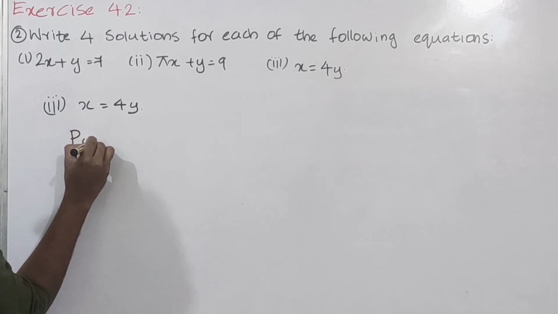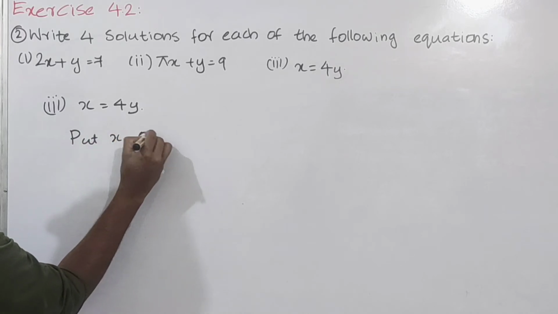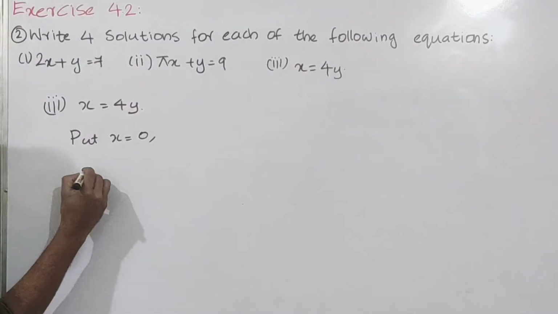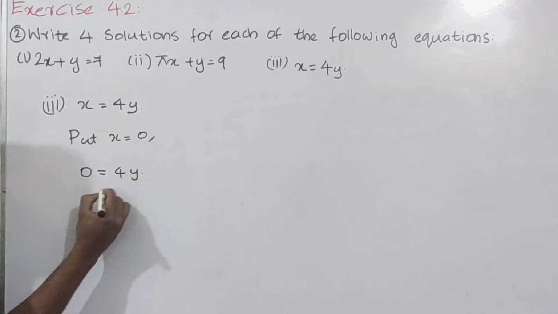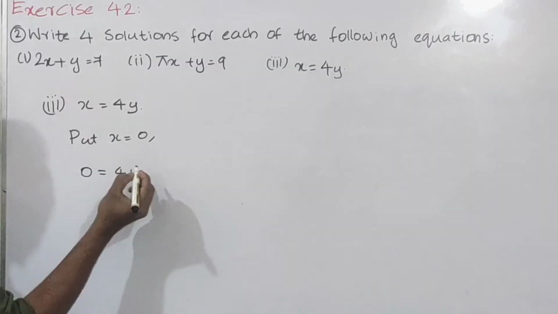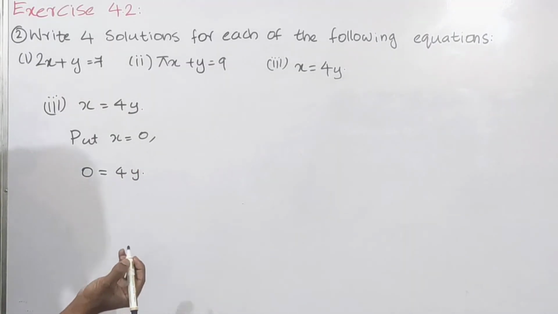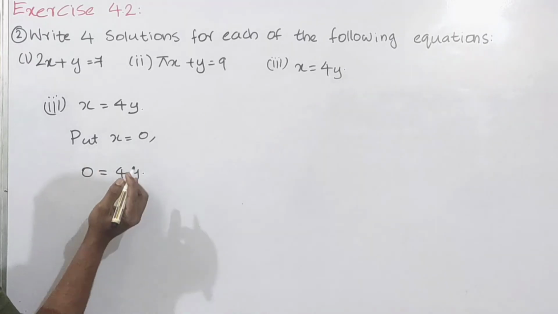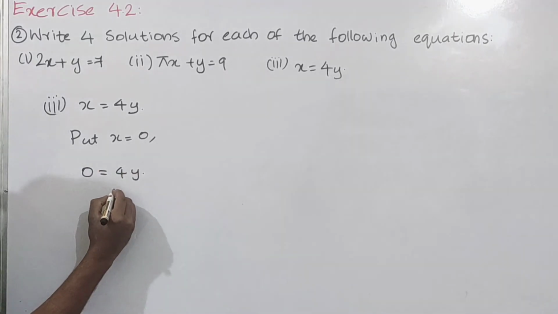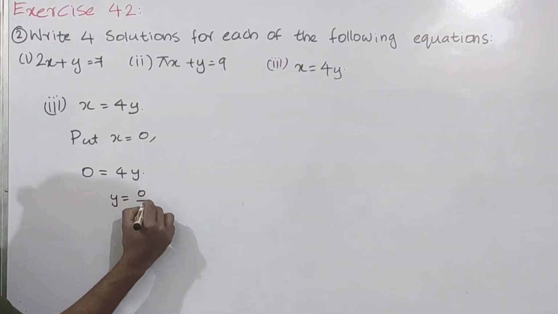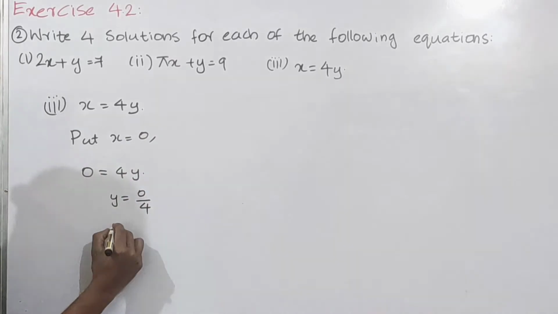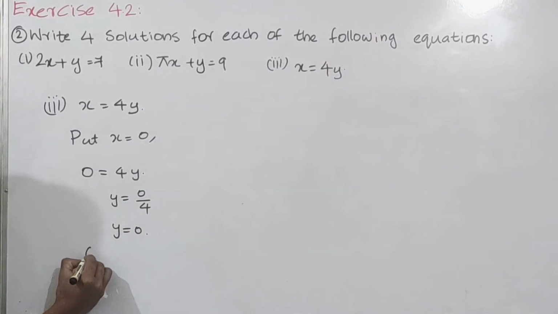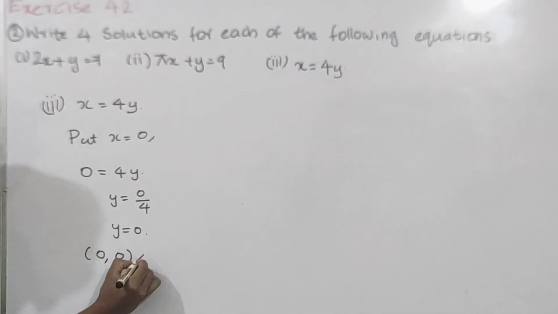Now the step, as usual, put x is equal to 0. Then what will you get? 0 is equal to 4y. Then no more work can be done. To get the value of y, we will divide 0 by 4. So y is equal to 0. So what's the solution? 0 comma 0.